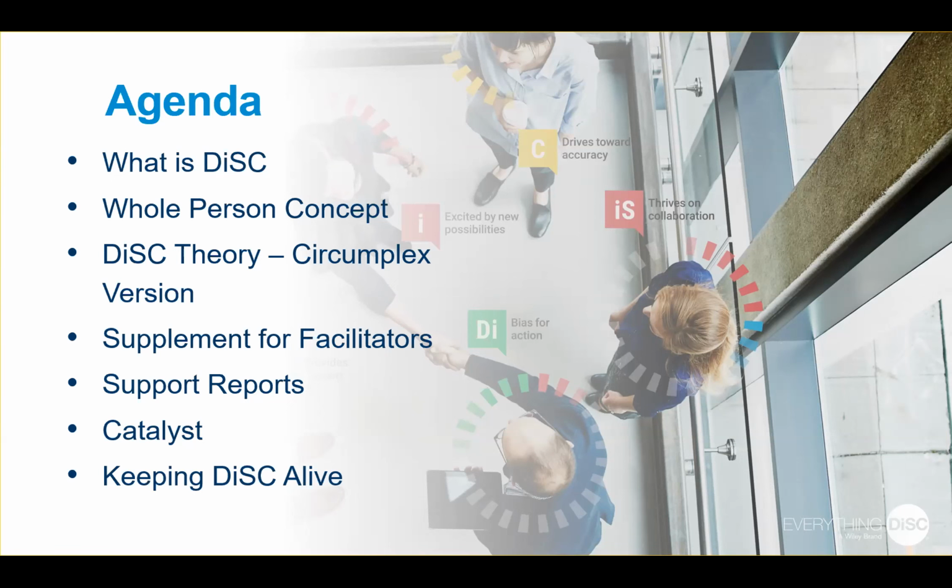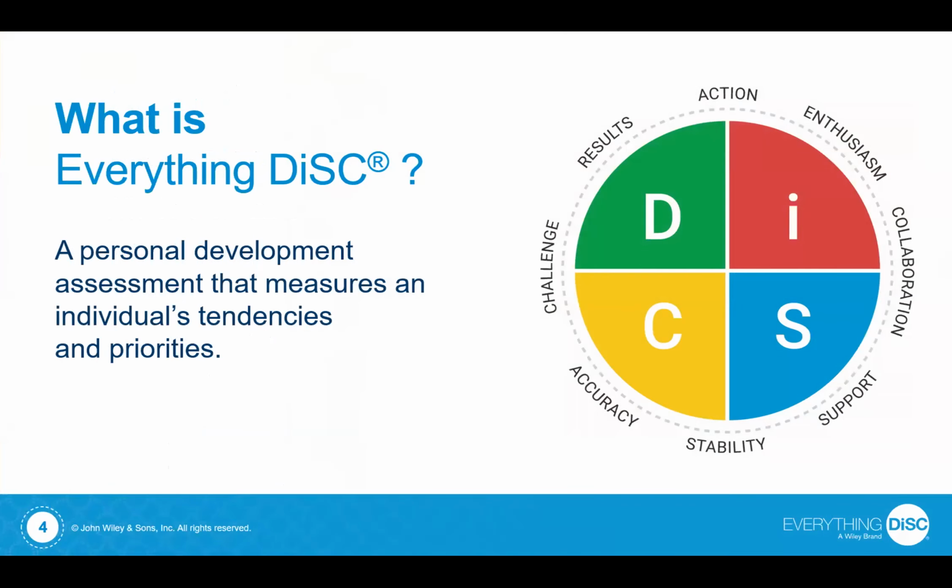Okay, so first of all, everything DiSC is a personal development assessment that measures an individual's tendencies and priorities. So it's a personal development tool. It's for the individual to understand more about themselves and to learn to grow. And growing comes from stretching. We'll talk about that when we look at the priorities a bit later. When you look at your DiSC map with the priorities around the outside, you can see which parts come naturally to you and what would take a stretch for you.